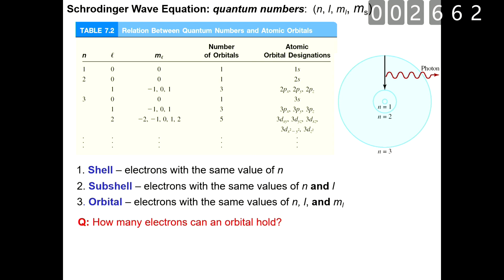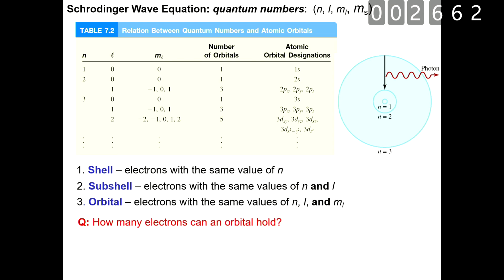Now question: how many electrons can an orbital hold, maximum? Yes, so it depends on the magnetic, the fourth quantum number, right? Yeah, the answer is 2. Why? Because they have the same N number, L number, and Ml number, they may also have different Ms number, right?